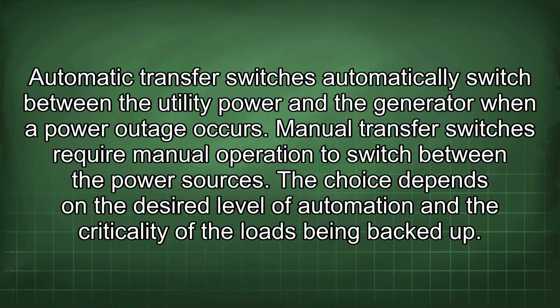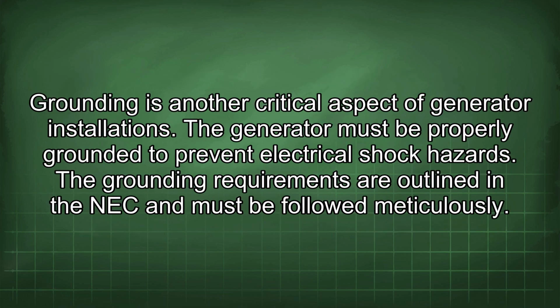Automatic transfer switches automatically switch between the utility power and the generator when a power outage occurs. Manual transfer switches require manual operation to switch between the power sources. The choice depends on the desired level of automation and the criticality of the loads being backed up. Grounding is another critical aspect of generator installations. The generator must be properly grounded to prevent electrical shock hazards. The grounding requirements are outlined in the NEC and must be followed meticulously.